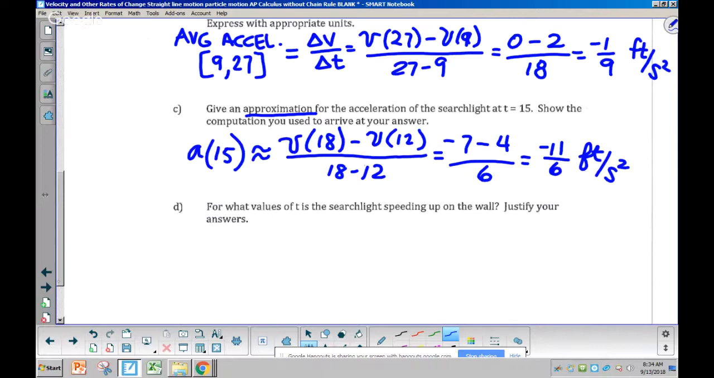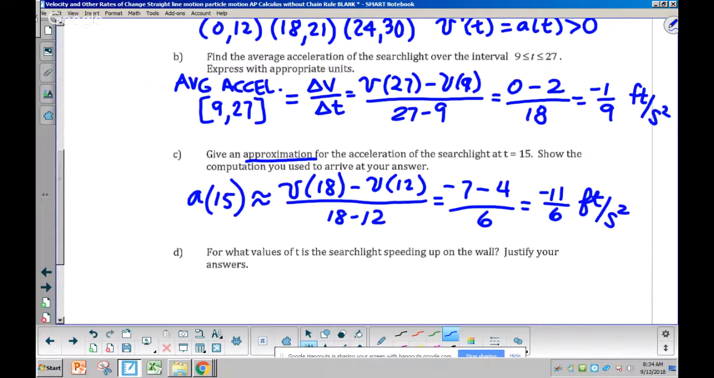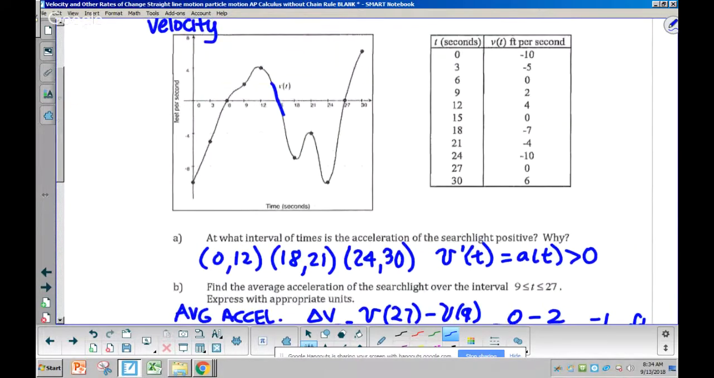Okay, so what I like to do is a sign chart. A sign chart. So this is the velocity. And I'm just gonna do a little sign chart here. The velocity is negative until it's 6. Do you agree? Yes? And then it's 0. And then it's 0 again, and this is 15.